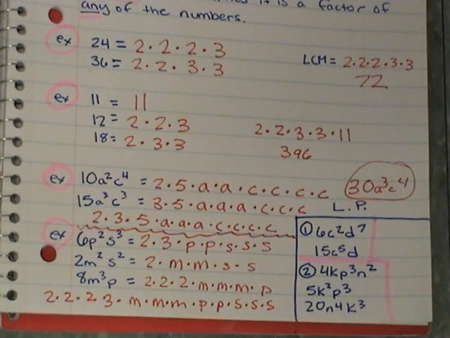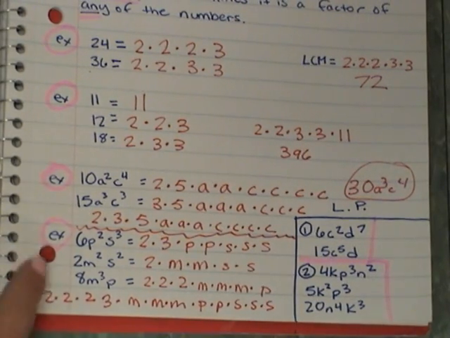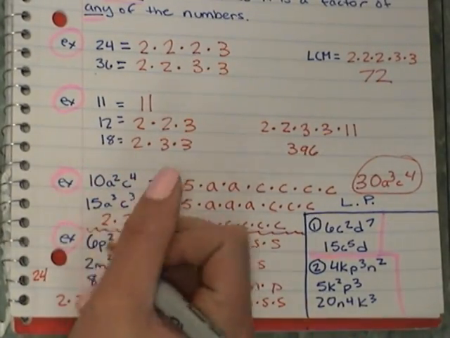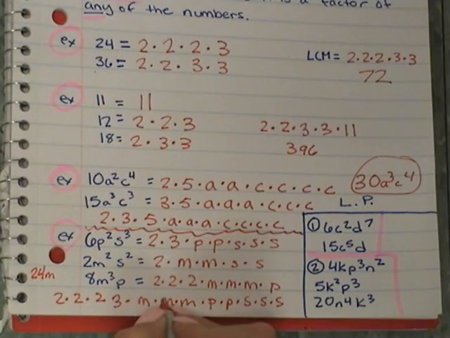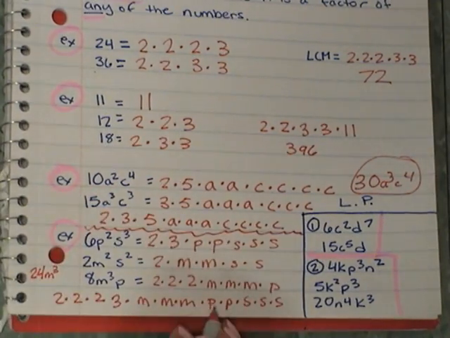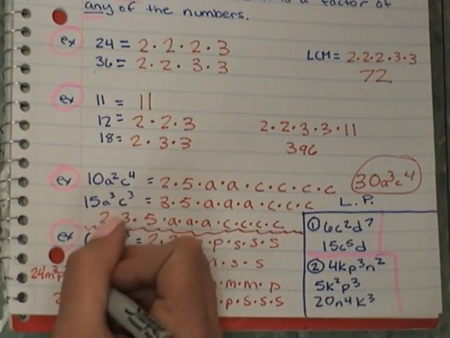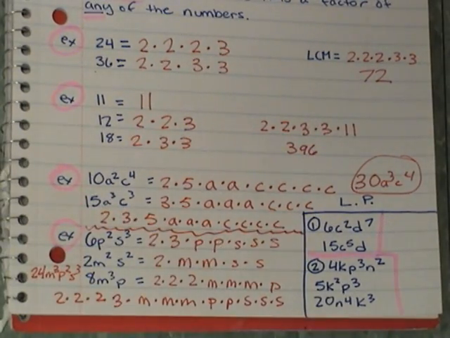So when I do it together, 2 times 2 times 2 times 3 is equal to, I'm going to write it right here, it's going to be kind of small, 24. Then m, how many do I have? M times m is m squared, then m to the 3rd, cubed, p squared, because I have 2 of them, and s cubed. So 24 m cubed, p squared, and s cubed.